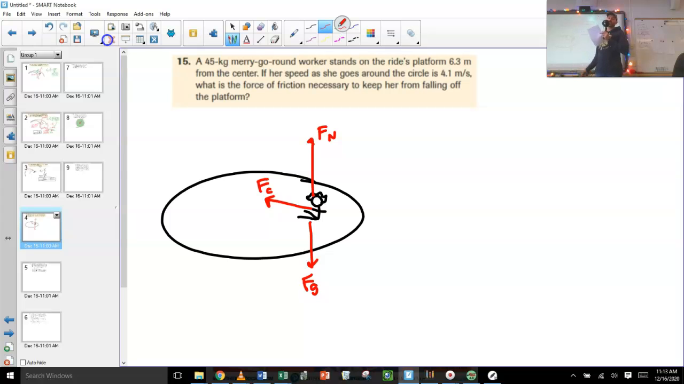She could be holding on to a handle, and that would also supplement her turning centripetal force. That could help her go faster around the corner. Maybe you've run around a corner and you grab a pole and you can really rip yourself around a corner. Same idea.